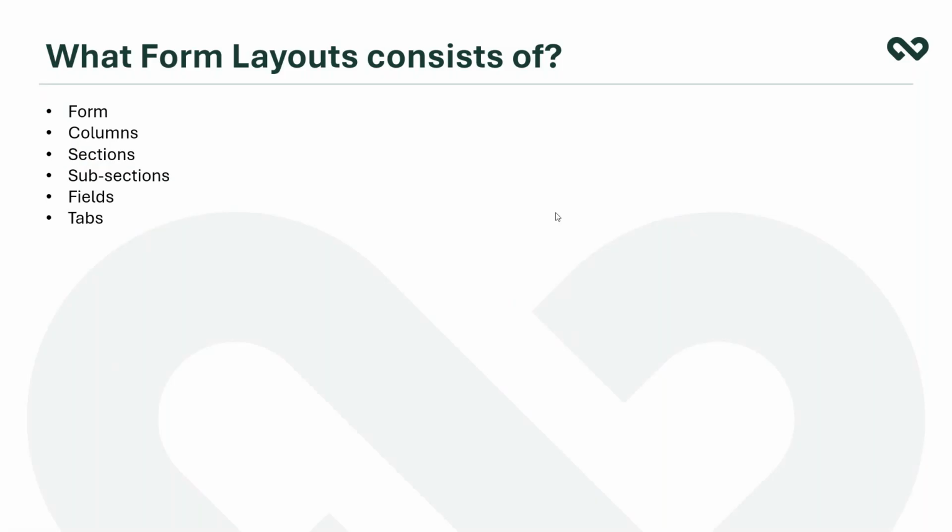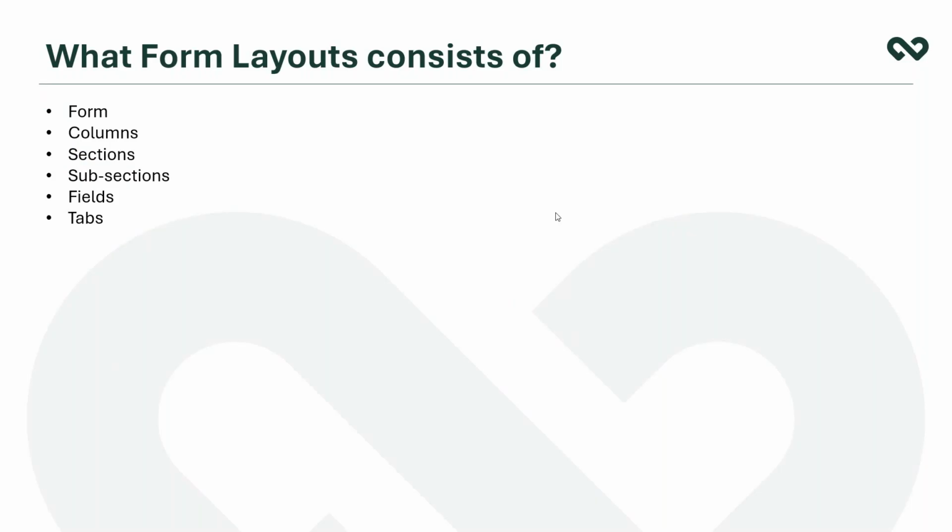When I explain form layouts, I like to use the Russian doll analogy. So think of it like this. A form layout contains the form itself, and then within that you have columns. Columns can contain fields as well as sections, and then sections can even have sections within them, just like nested dolls.